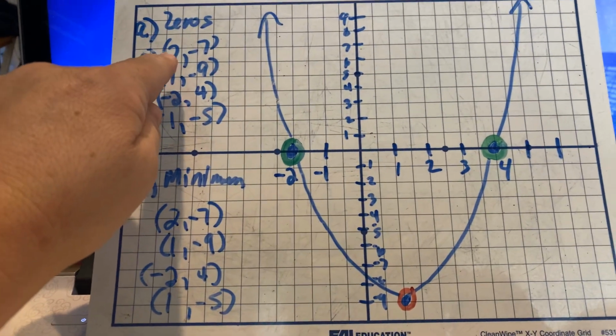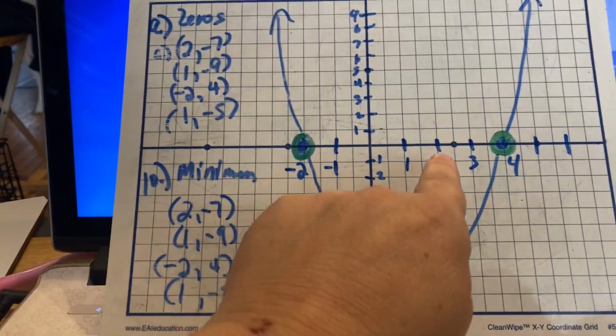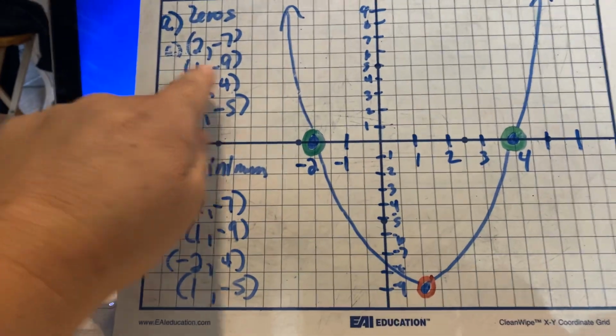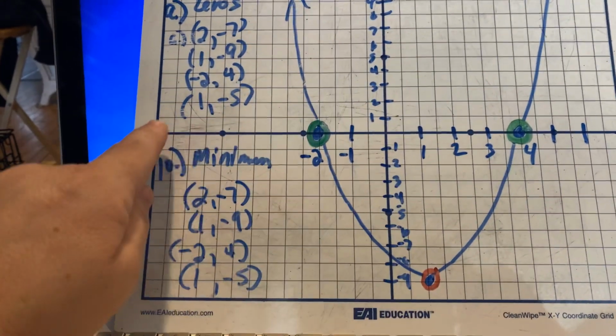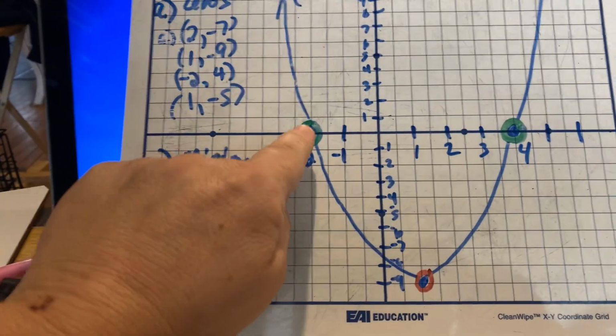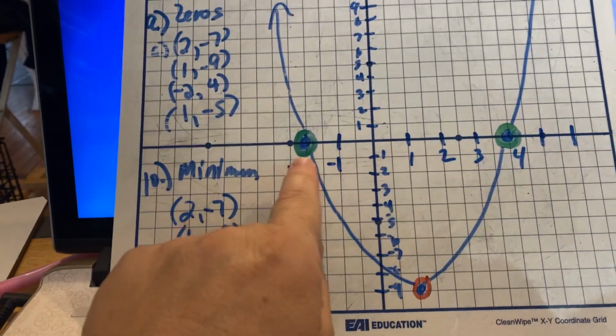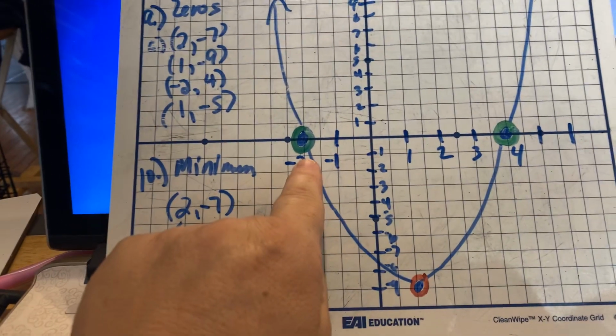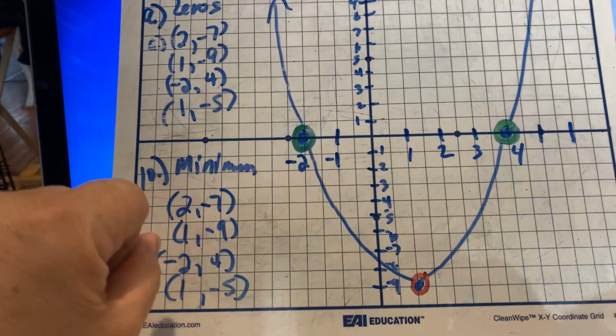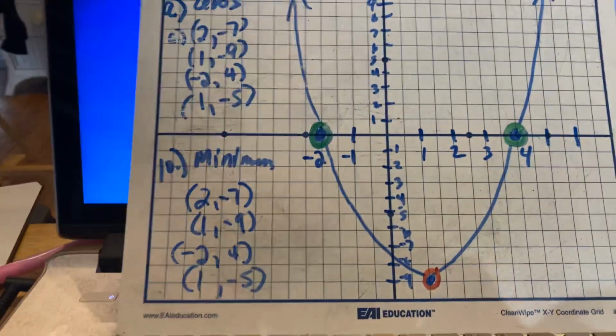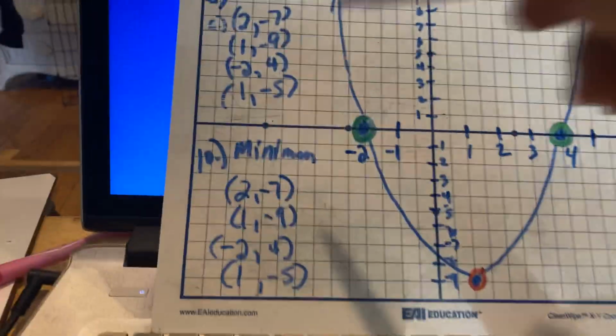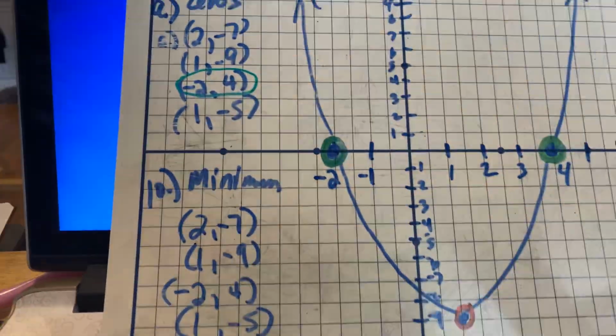And where are those 2 points? Is it 2 and -7? Well, here's 2. No. Is it 1 and -9? No. Is it -2 and 4? Yes. And so those are my 2 endpoints, and so those are my 2 zeros. And again, -2, 4 is option C, and that is the correct solution.